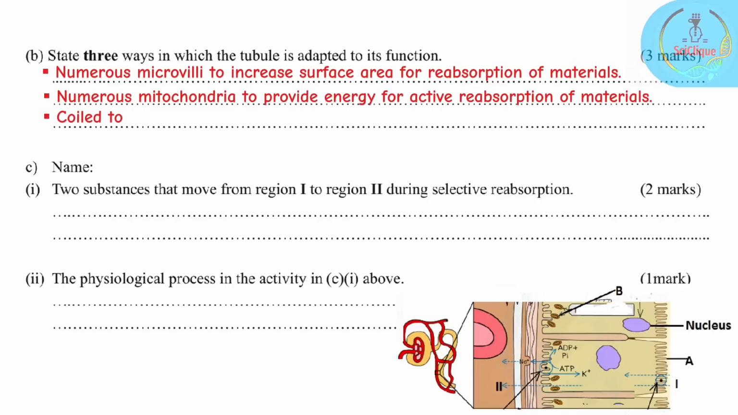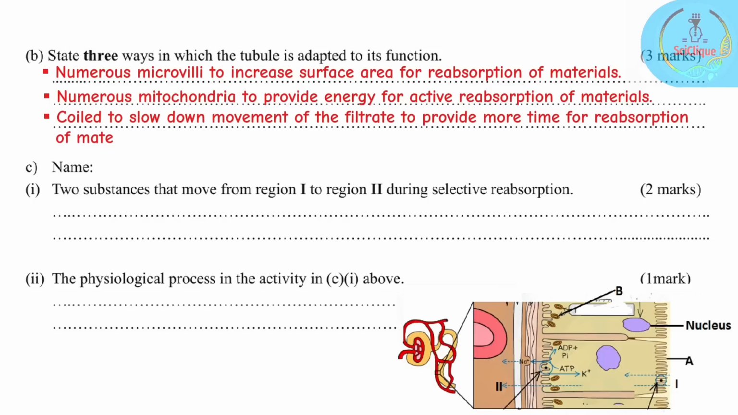And lastly, if you look at the PCT, you're going to note that it's coiled. Now, the reason why it's coiled is so as to slow down the movement of materials, okay? So the materials are still going to move, but at a slower rate, taratibu. Now, by doing that, you're going to have more time allocated for the reabsorption of materials.